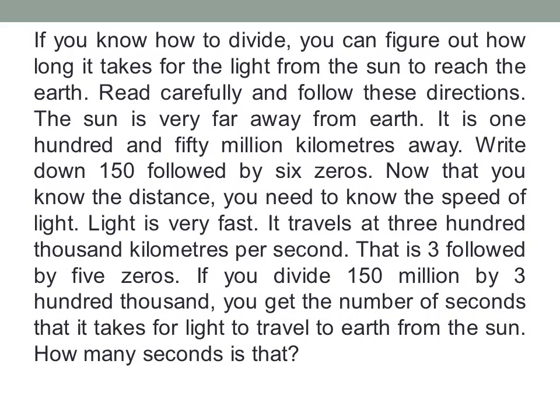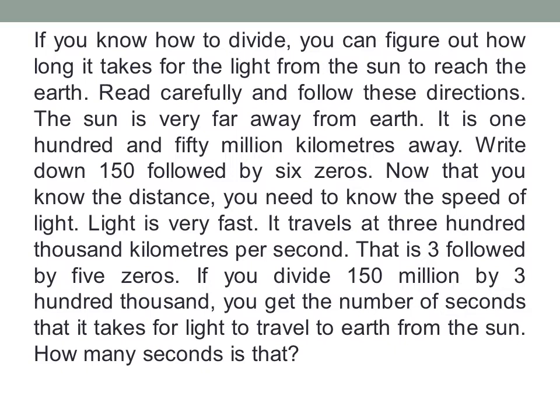If you know how to divide, you can figure out how long it takes for the light from the sun to reach the earth. There is a formula to know the time taken. The formula for knowing the speed is distance upon time. So the formula for time is distance upon speed, and we have to do this according to the directions given. Read carefully and follow these directions.